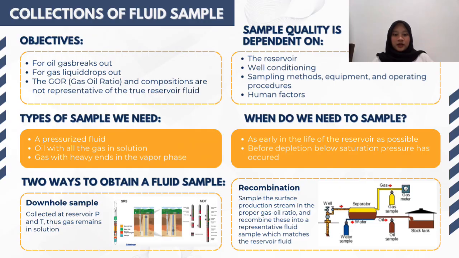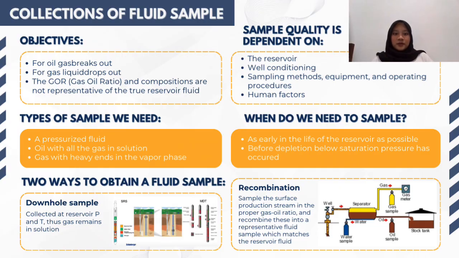Next, the other method of reservoir fluid sampling is recombination sampling, or we can call it surface sampling. Production fluids that have undergone separation at the surface are recombined with the correct gas-to-oil ratio to match the reservoir conditions. There are several advantages of this sampling, such as it is easier to conduct than downhole sampling and doesn't require specialized downhole equipment.